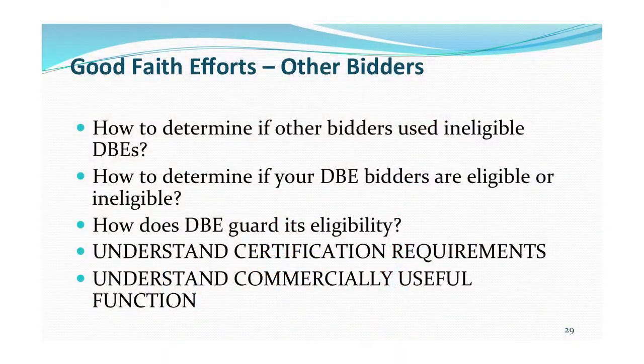What I think you need to do if you're going to make a challenge to someone else's DBE participation is you have to know the certification requirements and you have to know the requirements for commercially useful function. Now, I'm not going to go over the certification requirements. As I said, those are quite tedious, and we can cite you to them if you want later. The commercially useful function is useful because not only do you need to know it for the basis of a challenge, but you need to know it to protect yourself from a false claim allegation.